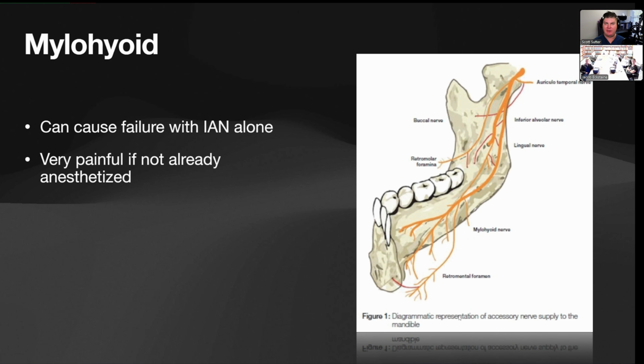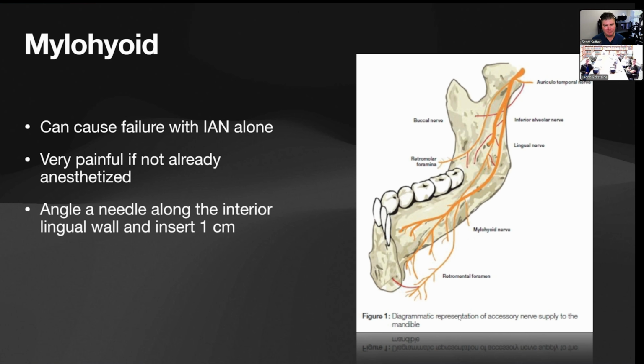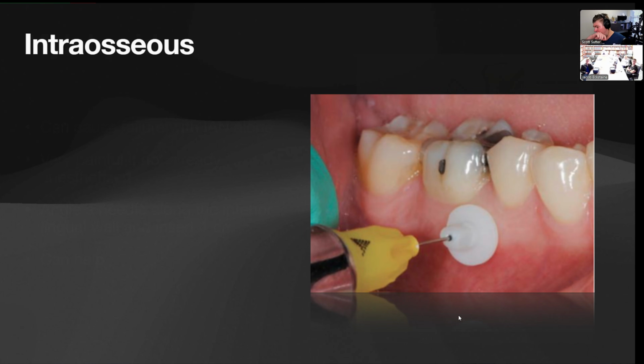This is not a pleasant injection if they're not already numb, but pretty much you just go down about 1 to 2 centimeters, depending on the size of the patient, and then deposit the anesthetic there. This one is useful. I probably give this one once or twice a month. It's not a super common one, but it is a useful one to have in your back pocket.